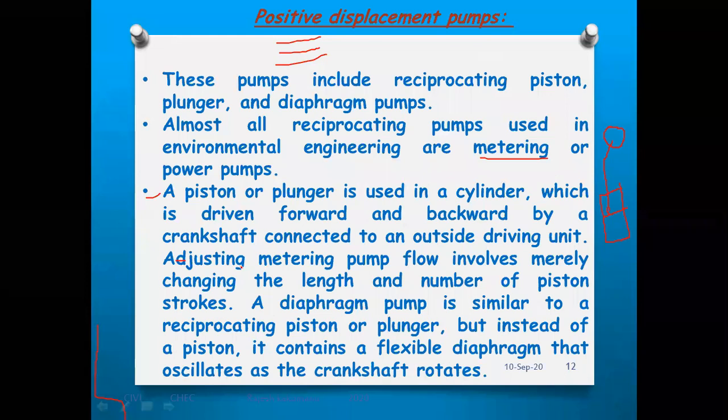Next, adjusting metering pump flows involves merely changing the length and number of piston strokes. The diaphragm pump is similar to the reciprocating piston or plunger pump, but instead of a piston, it consists of a flexible diaphragm that oscillates as the crankshaft rotates.